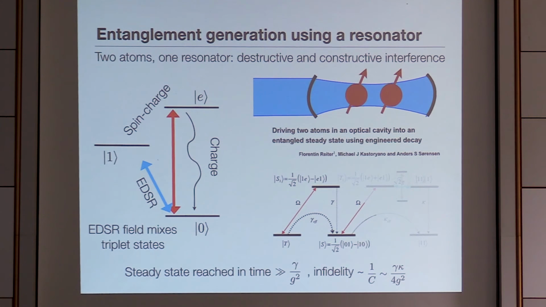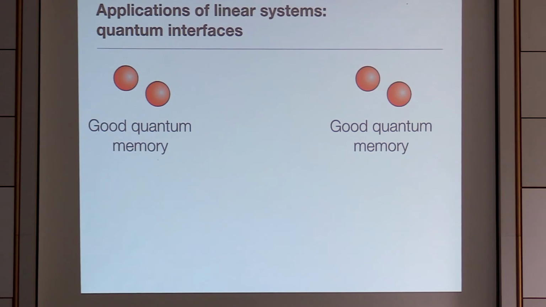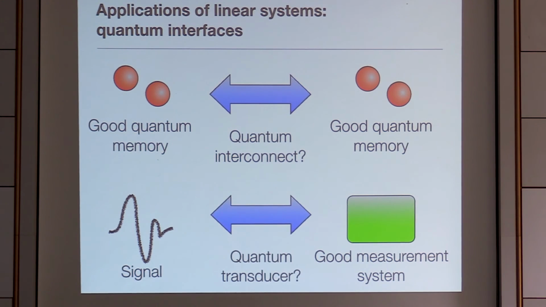And so that actually leads to a pretty good infidelity of entanglement of just 1 over the cooperativity. So this system, even though it's only weakly in strong coupling, has a pretty high cooperativity because of that very long T2 of the electron spin. And so we anticipate pretty high fidelities are achievable in this system with reasonably rapid steady states. So I'm kind of out of time.